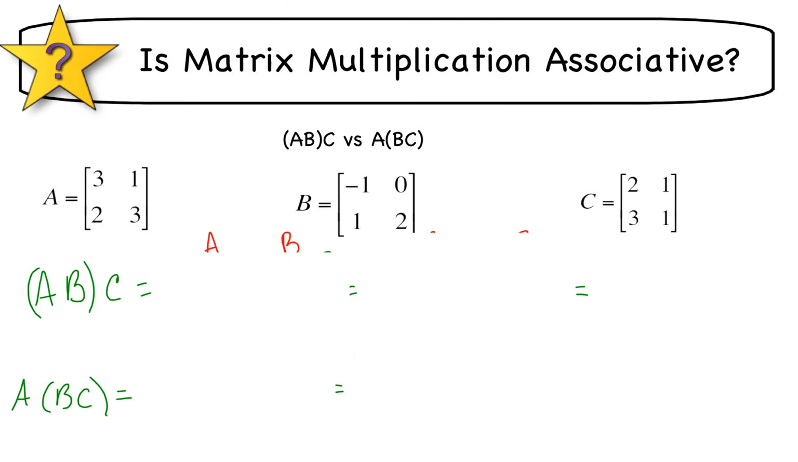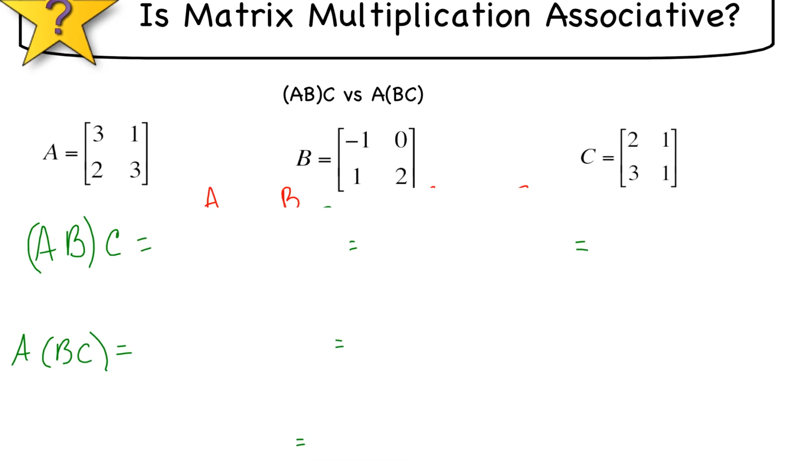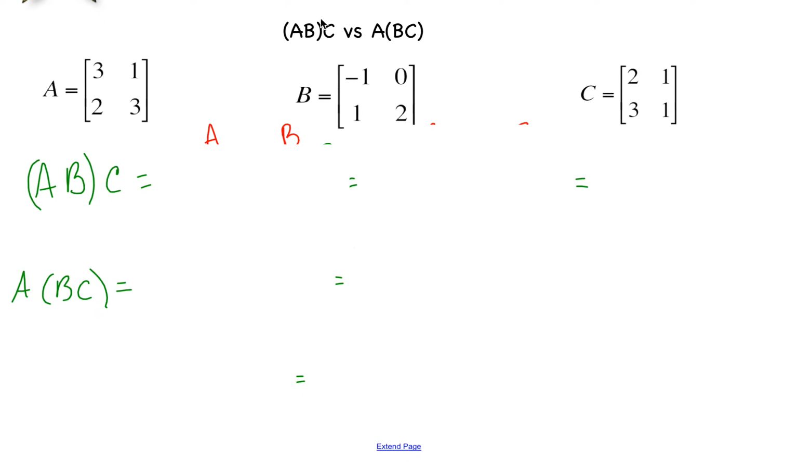How about associative? Is matrix multiplication associative? Well, does it matter if we associate different things together? We're going to take A times B, take that result times C, and see if this matrix gives us the same one as if we take B and C first and then multiply it by A. Now notice the letters have to be in the same order. We're not switching the order at all. So once I do this product, I have to left multiply A.